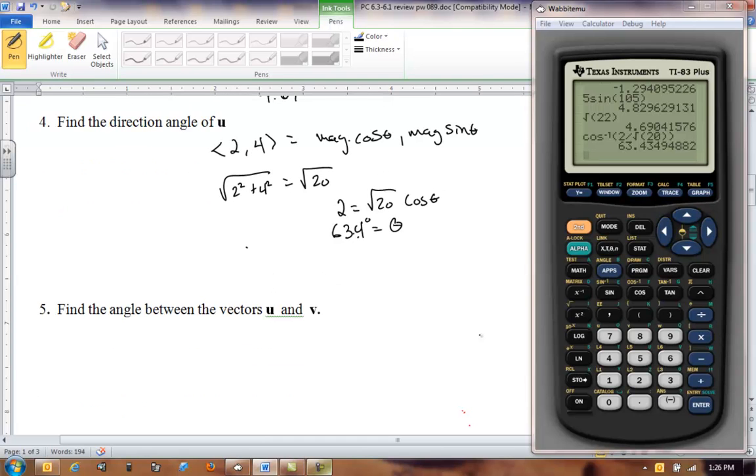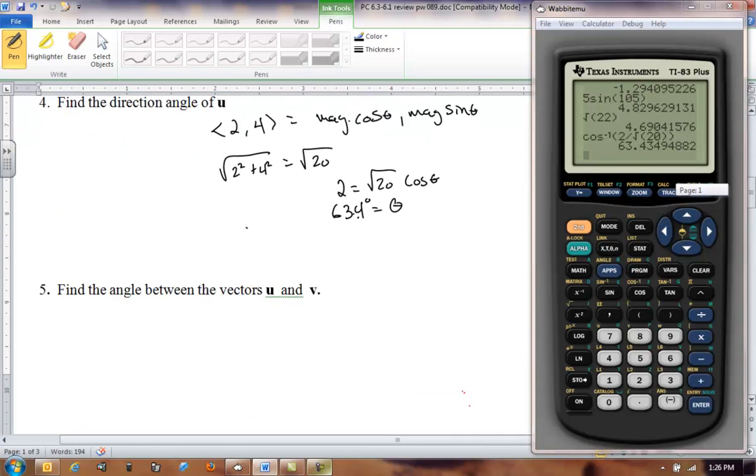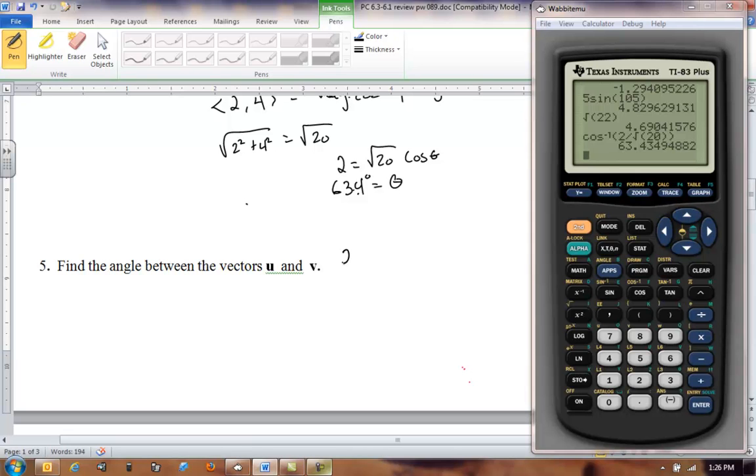So we've got next: find the angle between two vectors. Alright, the angle between two vectors, I need u and v. So let me go back up and grab u and v. u is 2, comma 4, and v is negative 3, comma 5. Alright, so that formula is cosine of the angle is equal to u dot v divided by magnitude u times magnitude v.